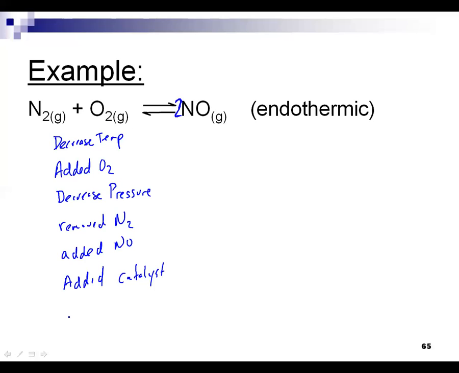Perfect, that was good. So give those a go, see what happens. Same deal. Will it shift to the left? Will it shift to the right? Or will there be no change?